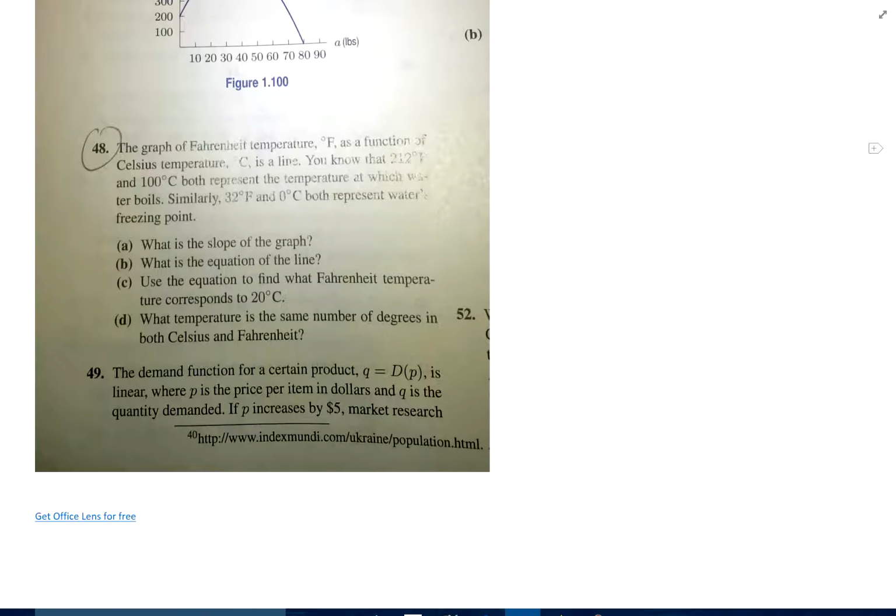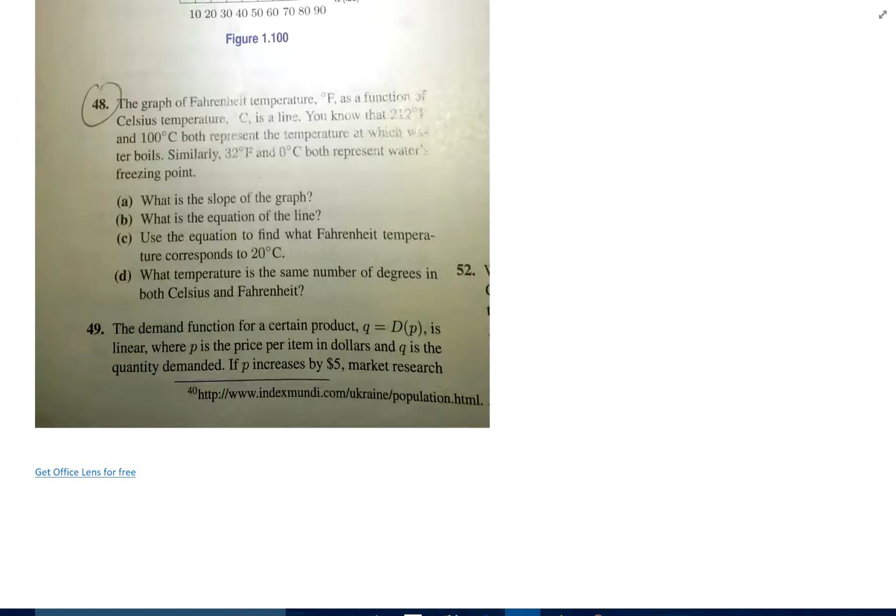48. Okay, let's see. Graph Fahrenheit temperature F as a function of Celsius is a line. We know that 212 degrees Fahrenheit is 100 degrees centigrade, Celsius. I think that makes me old if I say centigrade. Also, 32 degrees Fahrenheit is 0 degrees Celsius.